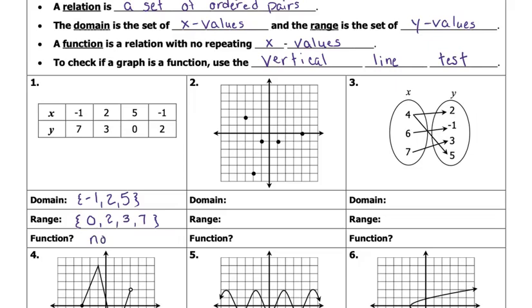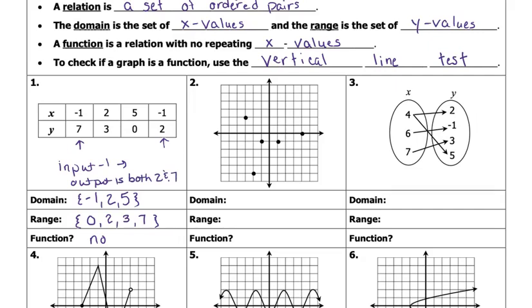It's not a function, and the reason being is when I input -1, my output is both 2 and 7. I can only have one output for every input.